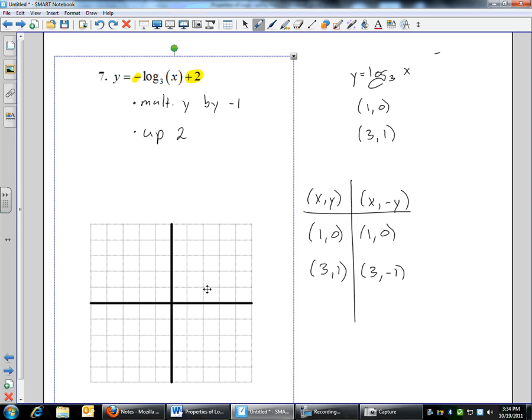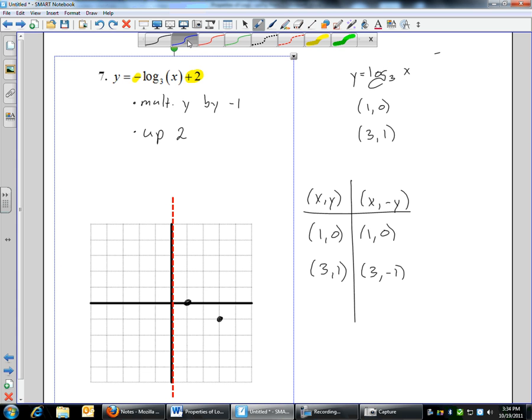And I'm actually going to graph those. So I have the ordered pair (1, 0), and then (3, -1). And so what this did is it flipped my graph upside down. And I still have a vertical asymptote on the y-axis. So I've flipped my graph upside down by multiplying my y's by negative 1.